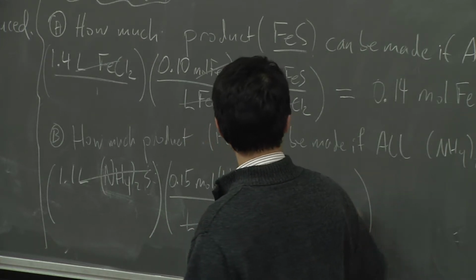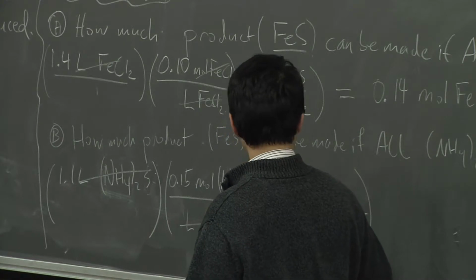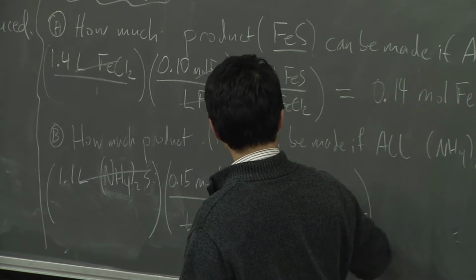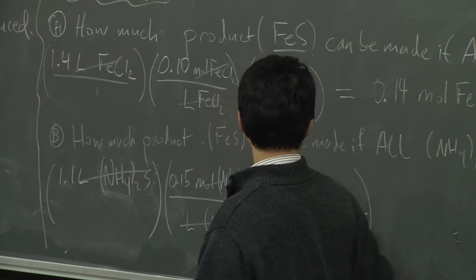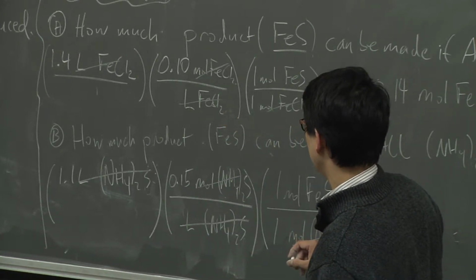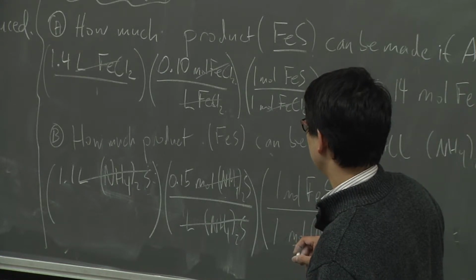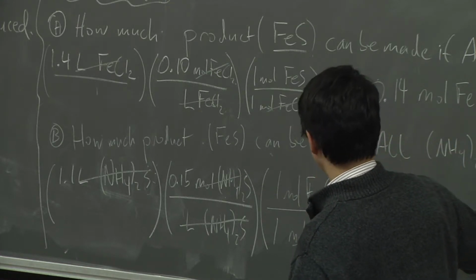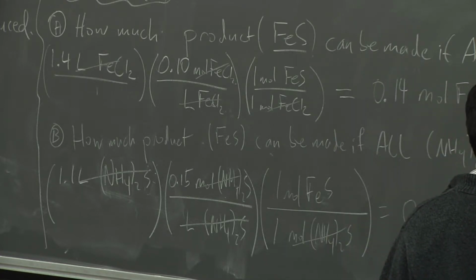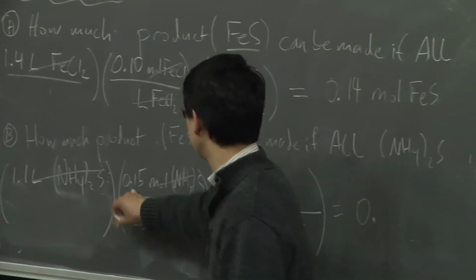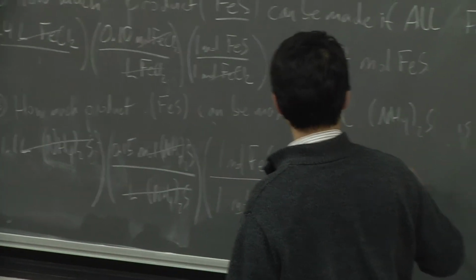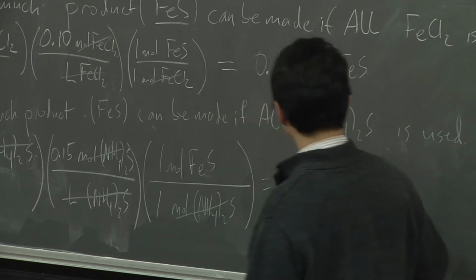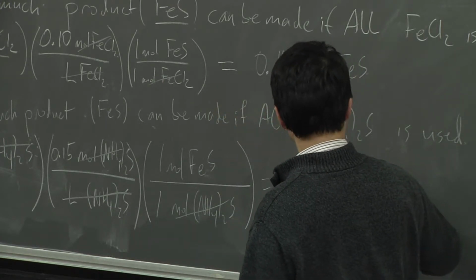I'm not really interested in the (NH4)2S at this point. I'm going to convert that from 1 mole of (NH4)2S to moles of FeS. And that's going to give me 0.165, or to two significant figures, 0.17 moles of FeS.